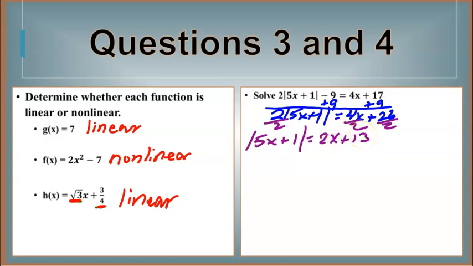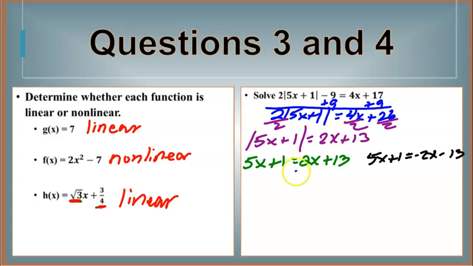Now absolute value is the distance from 0. That means I can go to the right of 0, which is positive, and to the left of 0, which is negative. So I need case 1, which would be 5x plus 1 equals the positive form of 2x plus 13. And then I'm going to use the negative form, so I have 5x plus 1 is equal to the negative form, which would be a negative 2x minus 13. And the negative form, all you're doing is just multiplying that right side by a negative 1.